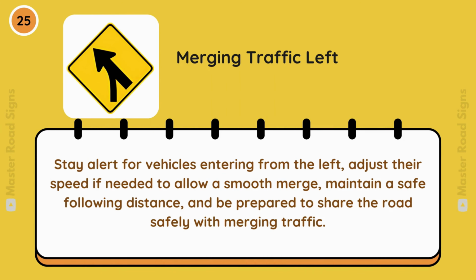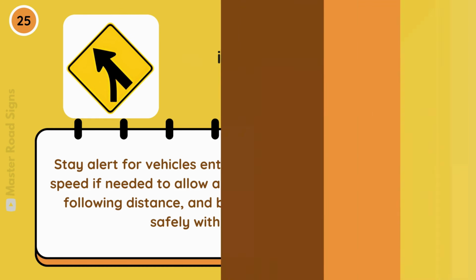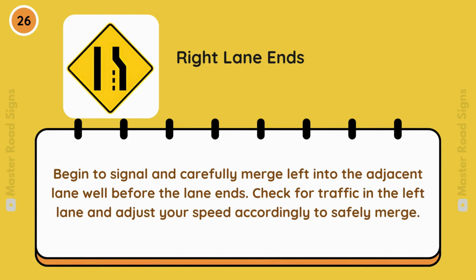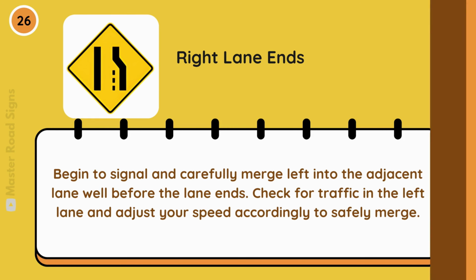Merging traffic from left sign. Drivers should stay alert for vehicles entering from the left. Adjust their speed if needed to allow a smooth merge. Maintain a safe following distance, and be prepared to share the road safely with merging traffic. Right lane end sign. Drivers must begin to signal and carefully merge left into the adjacent lane well before the lane ends. Check for traffic in the left lane and adjust their speed accordingly to safely merge.